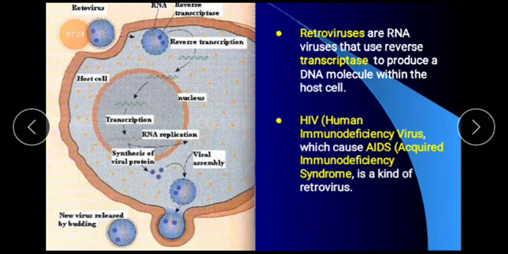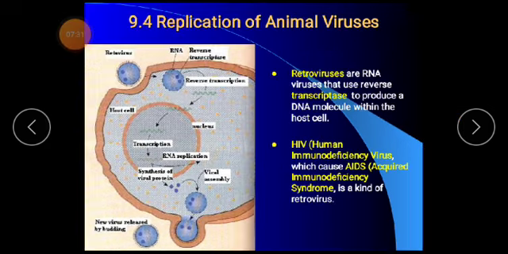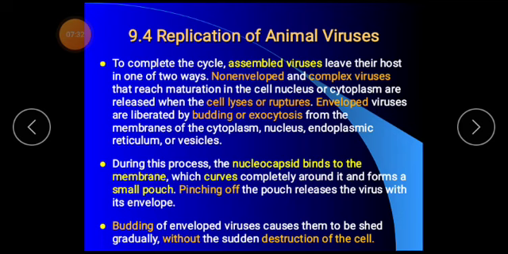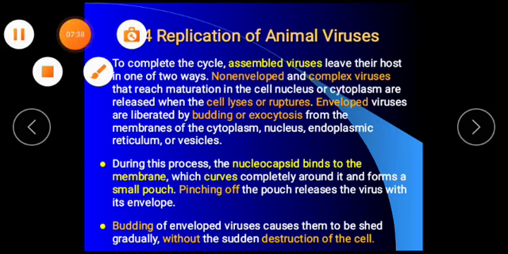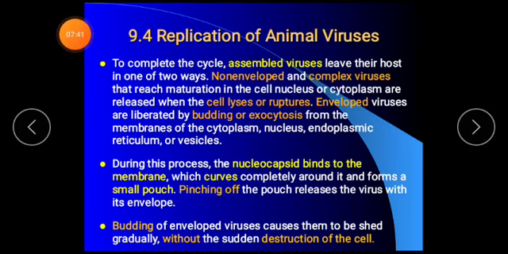So the human immunodeficiency virus, which causes AIDS, acquired immunodeficiency syndrome, is a kind of retrovirus. Here, replication of animal viruses. You have to know that during this process, the nucleocapsid binds to the membrane, which curves completely around it and forms a small pouch, pinching off the pouch, releasing the virus within the envelope.